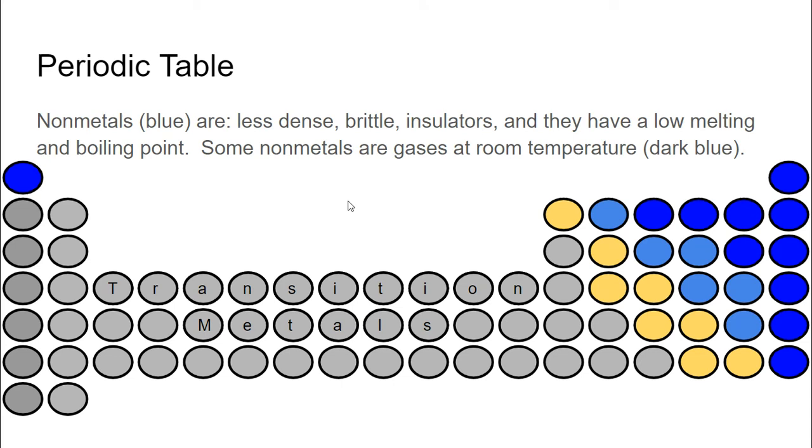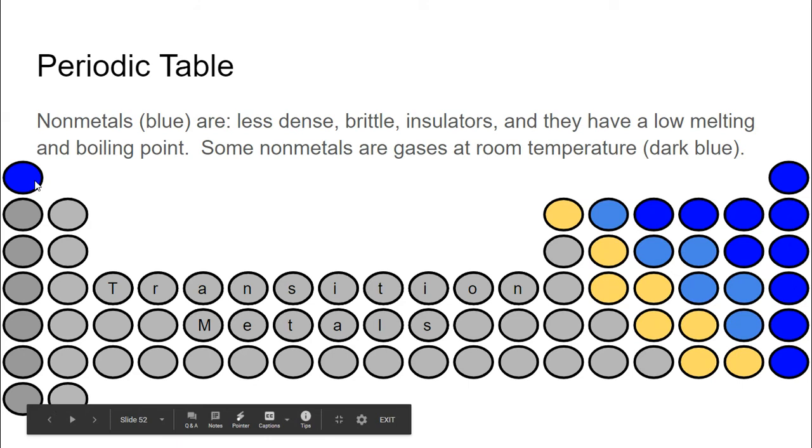Non-metals, inversely, are the opposite. Non-metals are going to be less dense. Non-metals are brittle. They crumble. If you find a picture of sulfur or you Google videos of sulfur, it crumbles into a powder because it's a non-metal. So they're not dense, they're brittle, they're insulators. They block the transfer of heat and electricity. They have a low melting point and a low boiling point. They have such a low melting and boiling point that some nonmetals are actually gases at room temperature. All of these dark blue elements are all gases at room temperature.